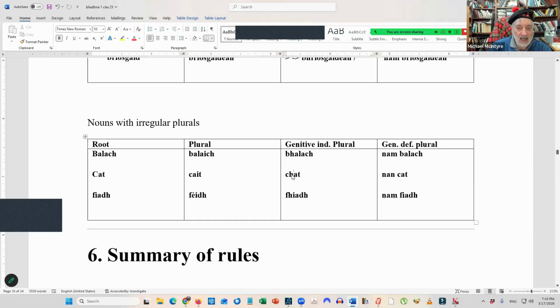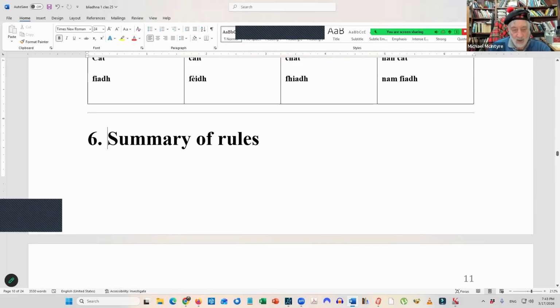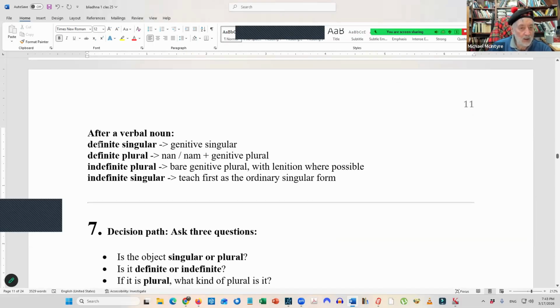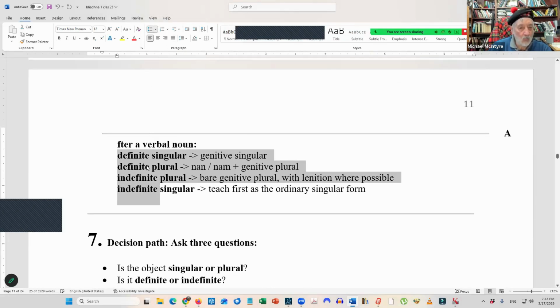Chat would be the indefinite plural, because we go back to the root if it's lenited. And fear, we go back to the singular. I provided a little summary of the rules, and right here, it's just what we've gone over.